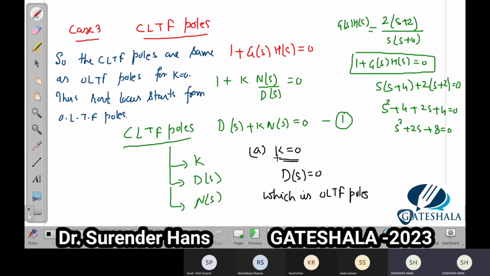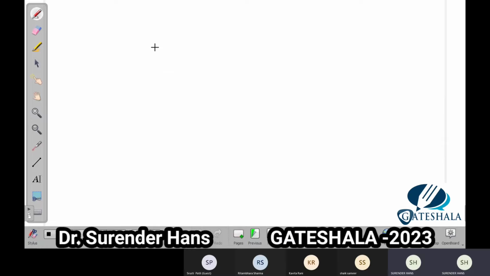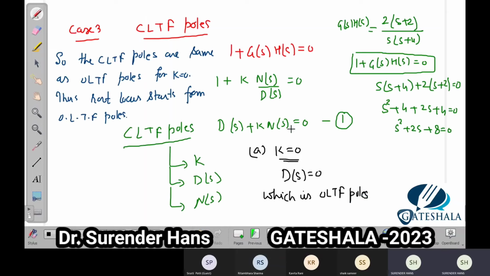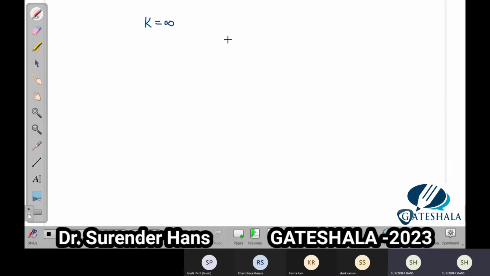Now here I put k is equal to 0. Now I am going to put the last value of k, that is k is equal to infinity, the final value. So I am rewriting again this equation number 1, d(s) plus k n(s) is equal to 0. This is equation number 1. So this is case b, that is the final value of k.